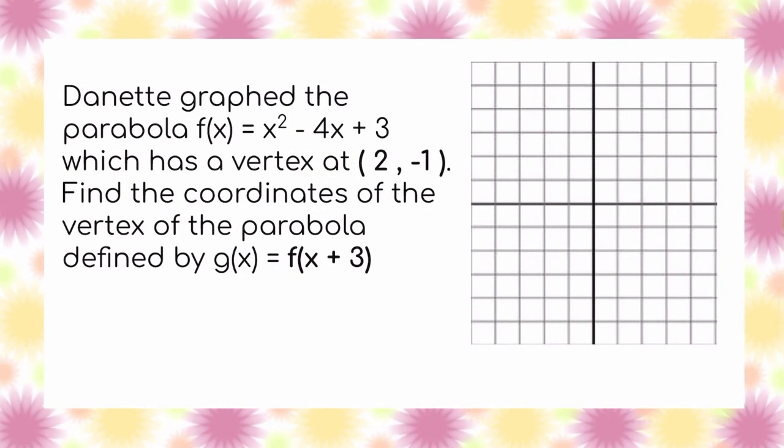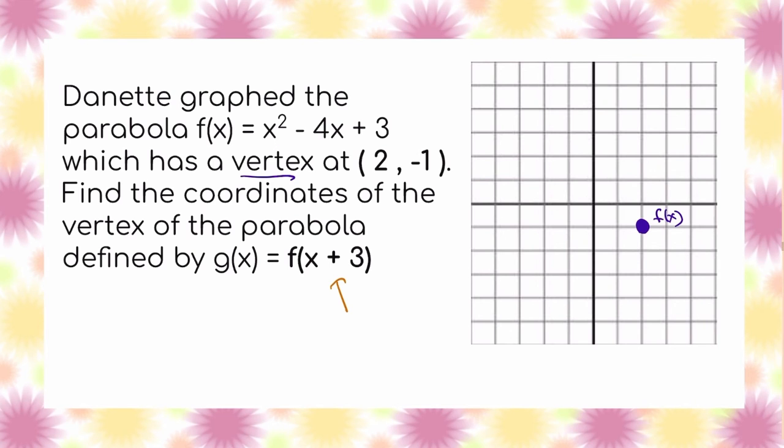Danette graphed the parabola, and we don't really care about that. We just care about where the vertex is at (2, -1). So I'm going to plot (2, -1) right here, and I'm going to label that as f of x. She then graphed the vertex of the parabola, f of x plus 3.